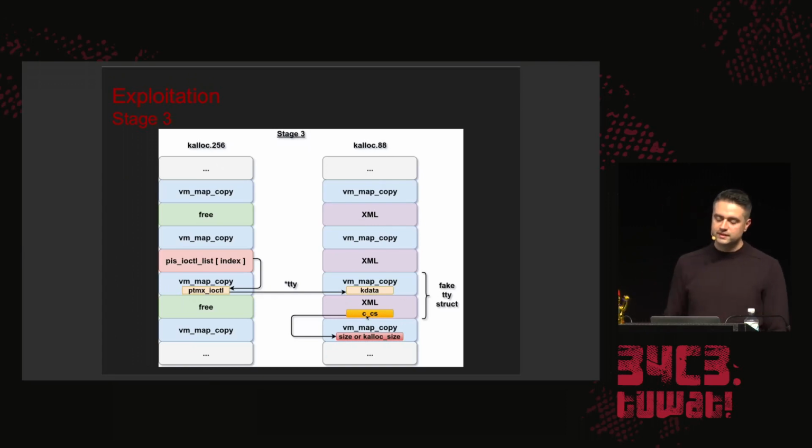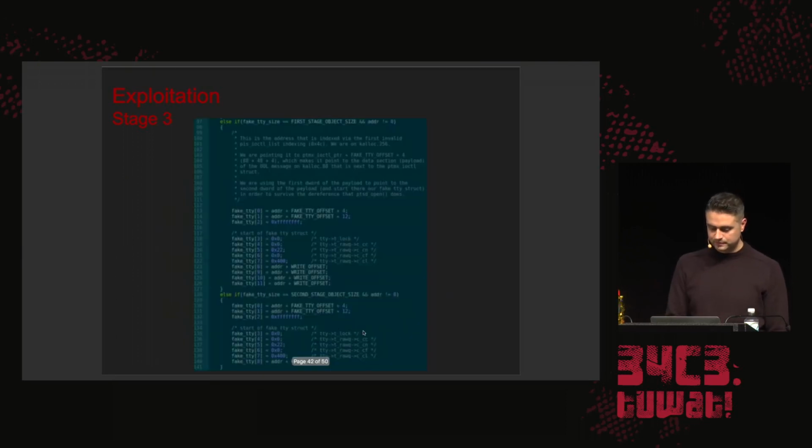And where do I point this C_CS pointer that I told you I wanted to control? I point it relatively. Again, I don't know any addresses, but I can point it relatively, since I created this heap arrangement, to the size or the calloc size of the neighboring VMAP copy struct. And why do I need this? Because I want to use the VMAP copy technique by Mark and Dode that I mentioned earlier. So that's the end goal.